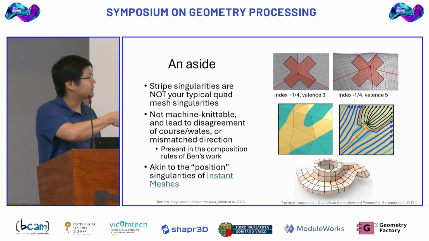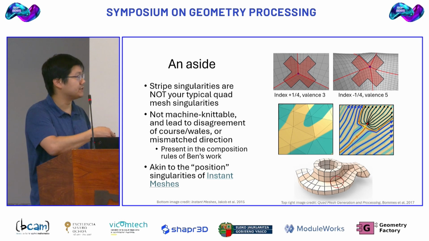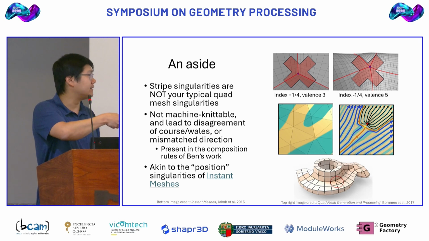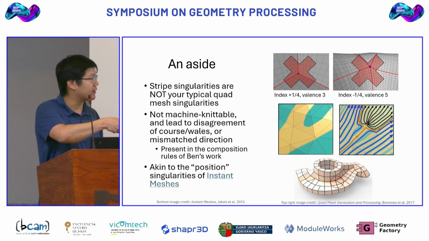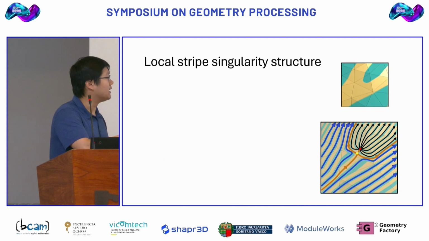You should think of these, I imagine there's people from the meshing community, as being akin to the position singularities of the quad dominant instant meshes framework. So here's an example where you have this triangular element and it sort of leads to a new column of quads here in this part. So this is maybe the best analogy for those folks.